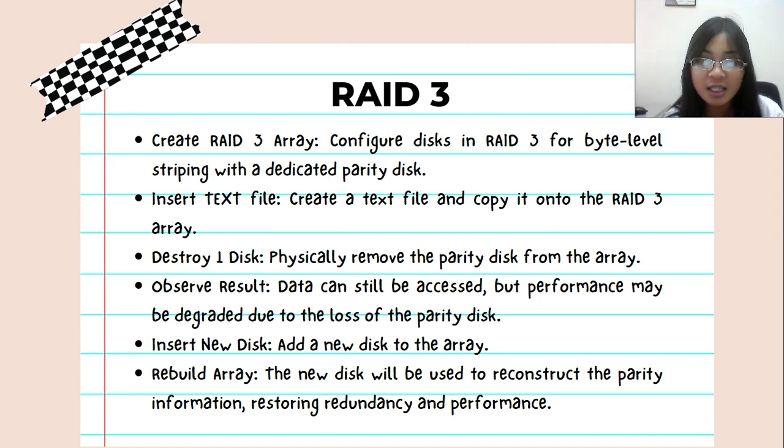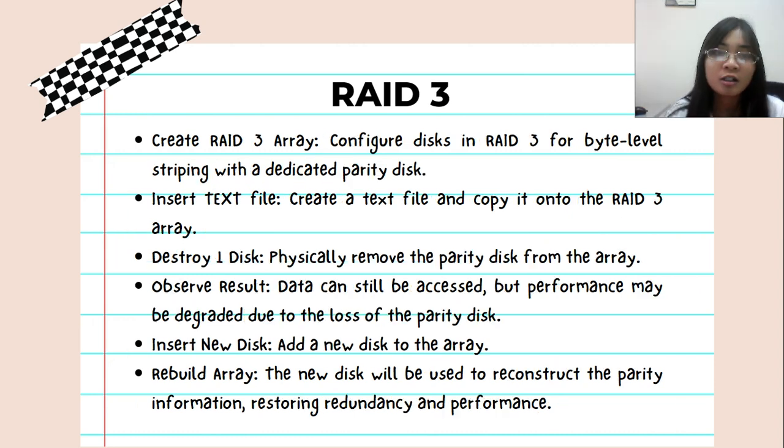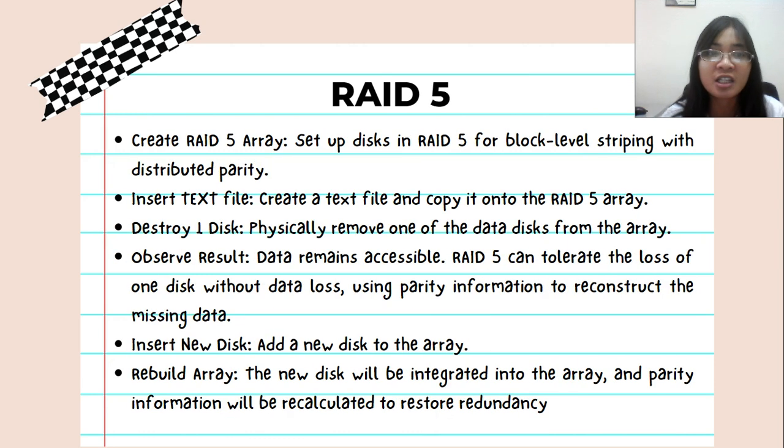So next is RAID 5. Create a RAID 5 array, set this up in RAID 5 for block level striping with distributed parity. Kanina dedicated parity, now distributed parity. So insert a file again, create a text file and copy it onto the RAID 5 array, then destroy a disk, physically remove one of the data disks from the array. So the result will be data remains accessible.